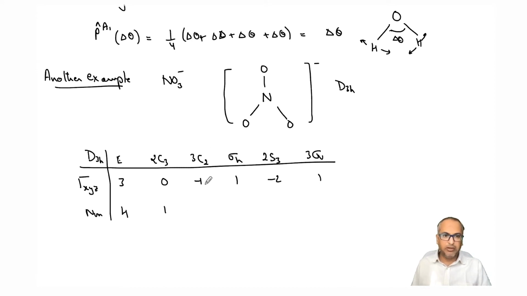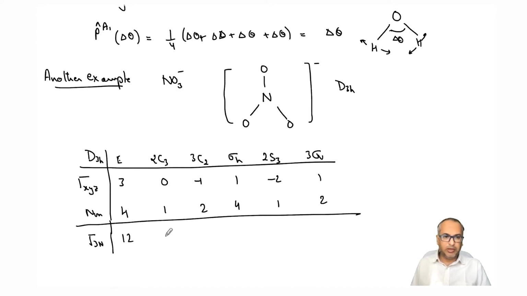C3, it will be 1. The central atom will be unshifted. C2, 2 atoms will remain unshifted. Sigma h, all 4 will be unshifted. S3, 1 atom will be unshifted. And then sigma v, 2 atoms will be unshifted, right? Okay, so that gives me tau 3n. Multiply these two. So I'll get 12, 0, minus 2, 4, minus 2, 2, right?